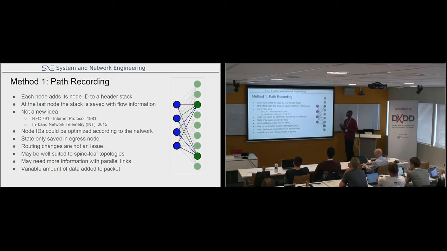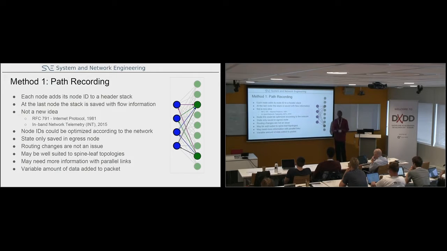So a couple different methods. The first method, the most straightforward, is just as you move through the network, get an ID of every node and attach it to the packet. This isn't a new idea. It's in the IP protocol with source routing, and as mentioned earlier, in-band network telemetry does something similar to this.